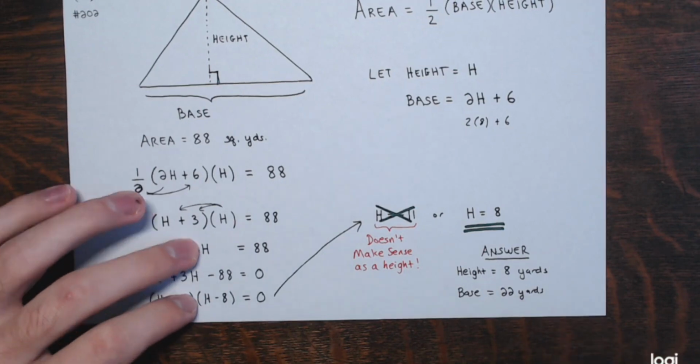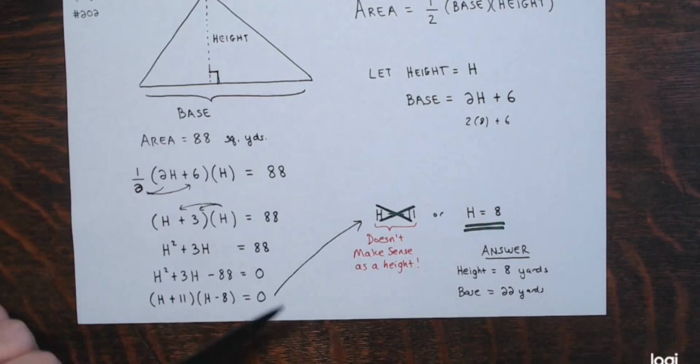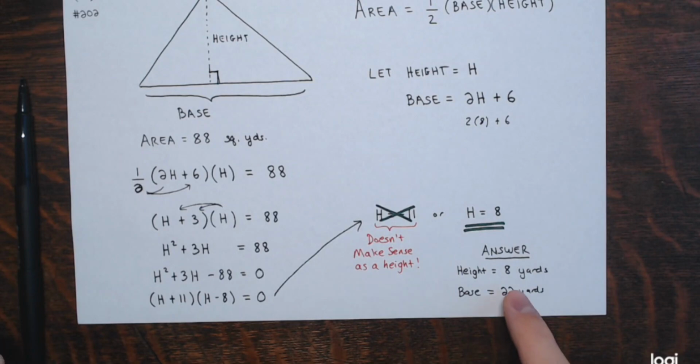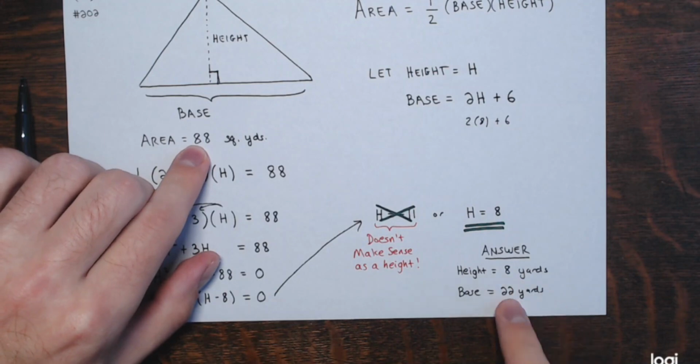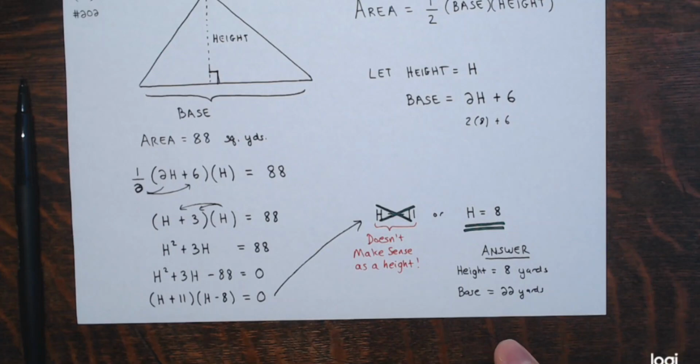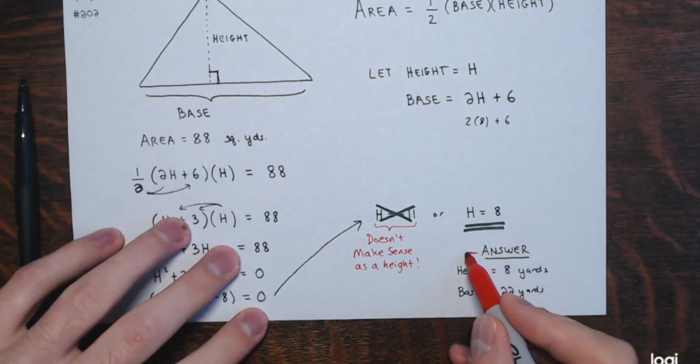22 yards. And then double check, would a triangle with this base and this height have an area of 88 square yards? Well, half the base is 11, times 8 would be 88. This is perfect. So this is our answer. This is what they wanted, right?